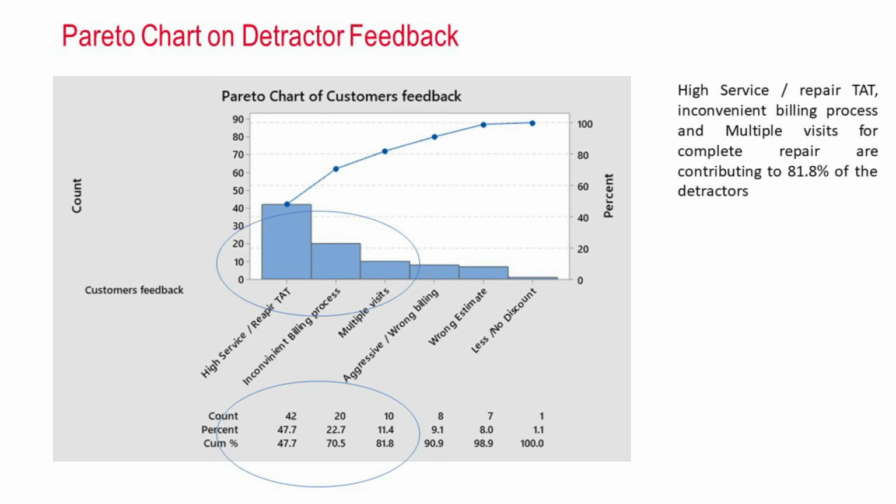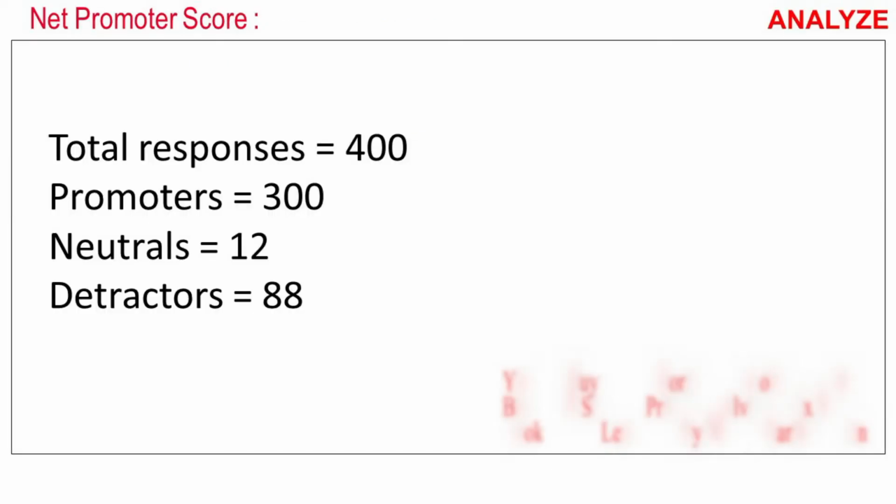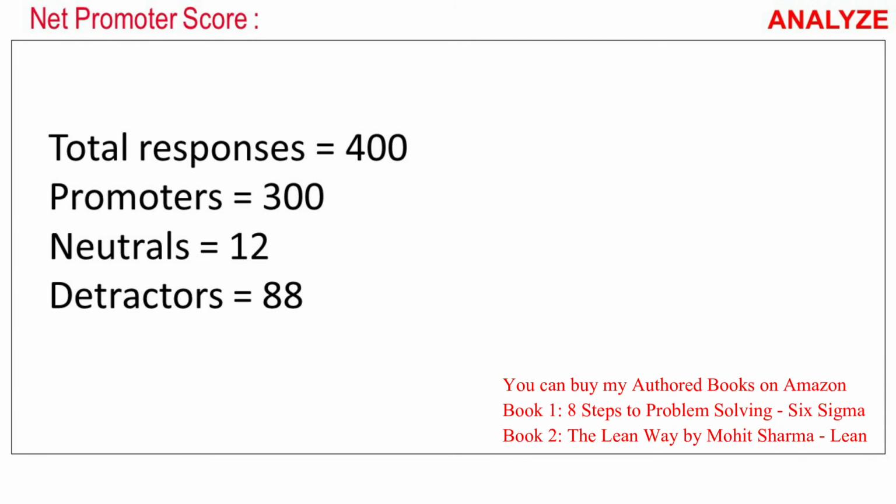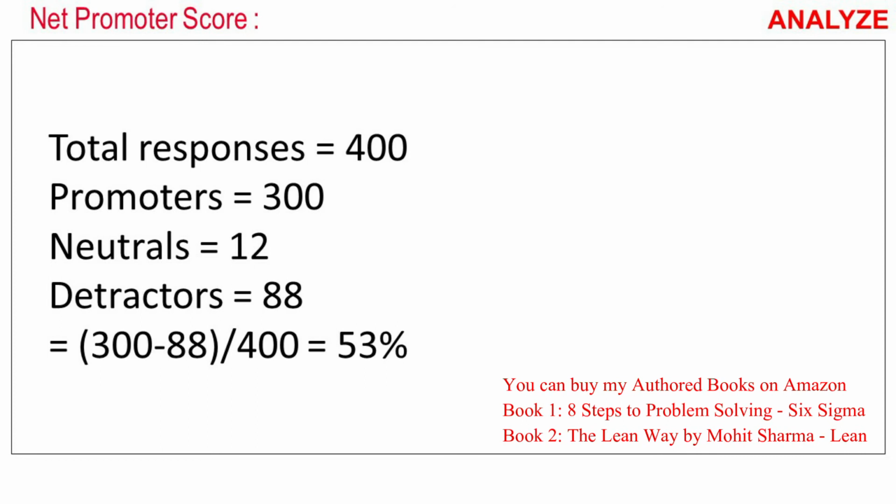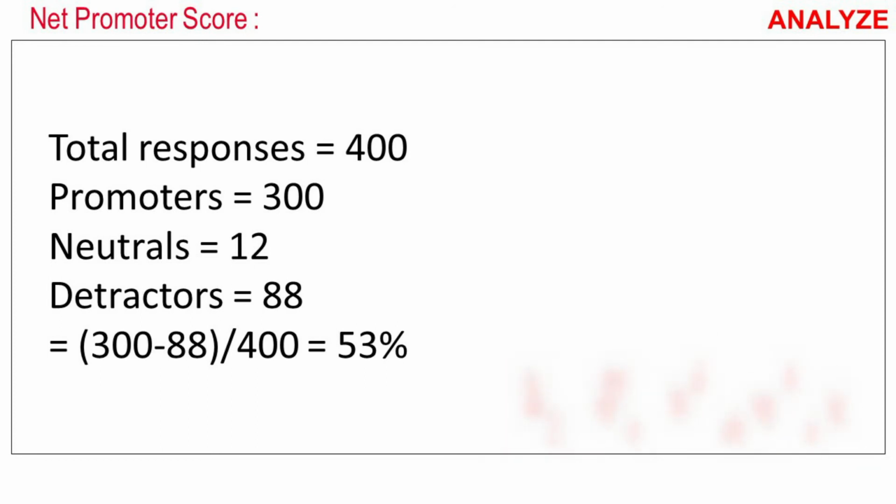These three were the main feedback, and on this the analysis was done, and finally these solutions were provided to these three main root causes. So the net promoter score for this particular case study is: total number of responses were 400, promoters were 300, neutrals were 12, and detractors were 88, and hence the net promoter score was 53% in this case.